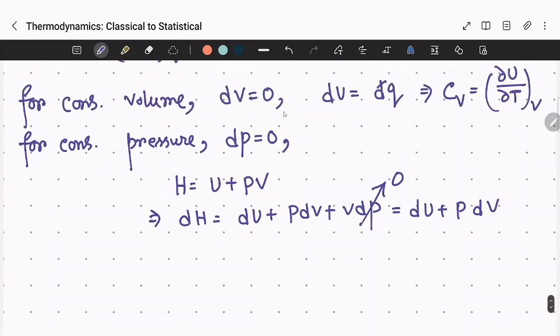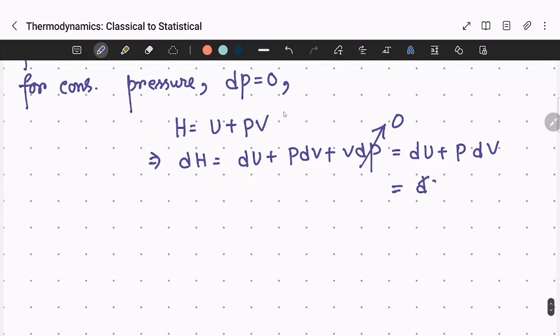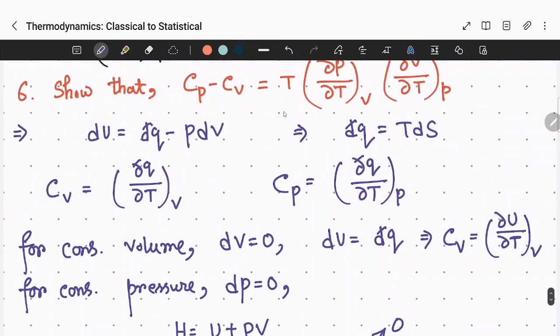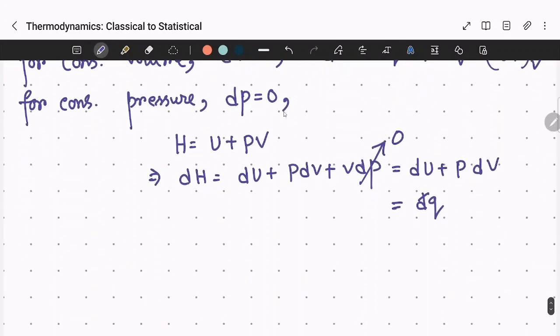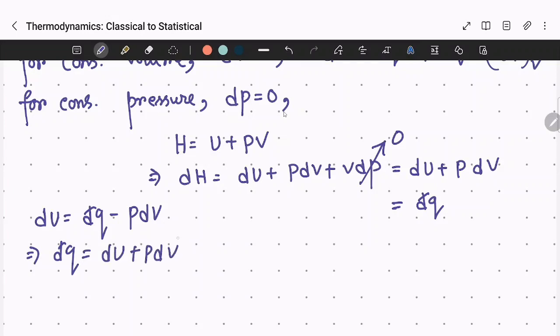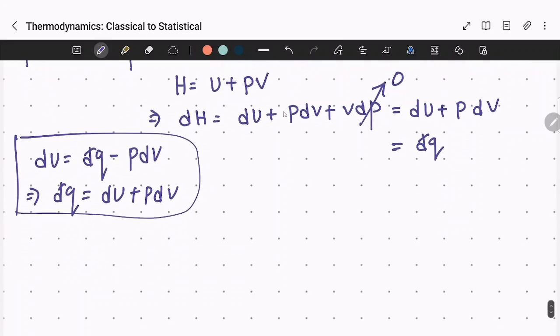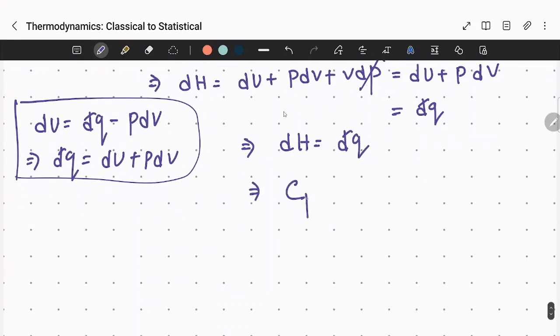Now we have to put in the first law of thermodynamics. Just look at it here. From here, you can write that the first law of thermodynamics says dU equals d cross Q minus PdV. Hence, d cross Q equals dU plus PdV. So if you put it, then easily we can write dU plus PdV equals d cross Q. That means for a constant pressure process, dH and d cross Q are the same. This means that for a constant pressure process, Cp should be equal to del H by del T at constant P.